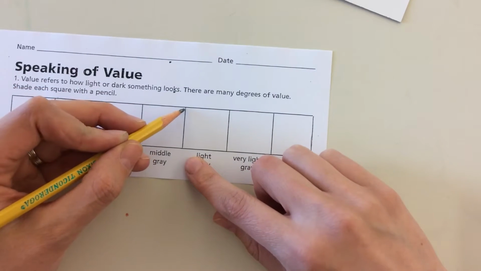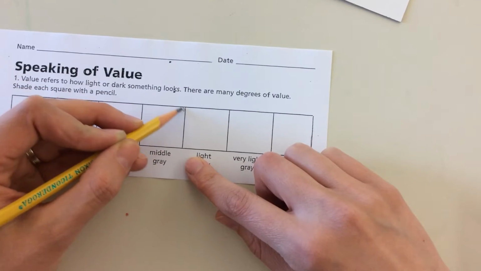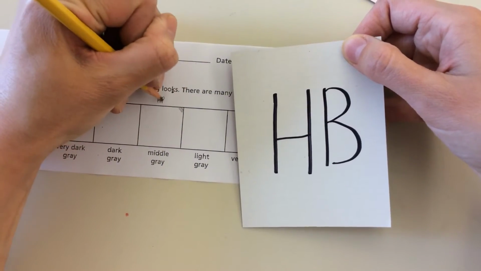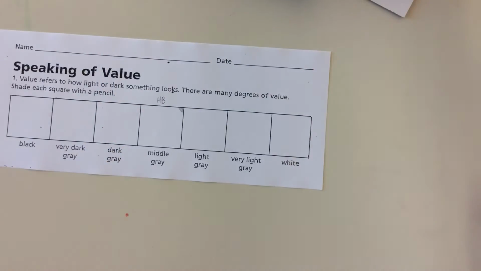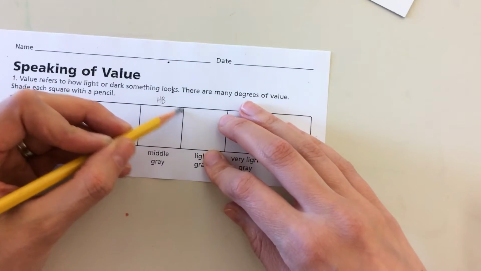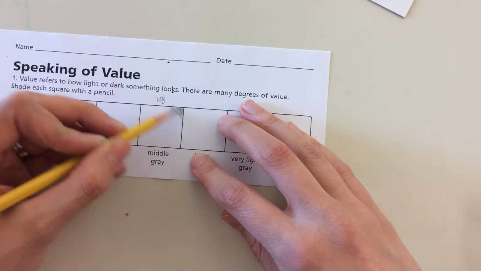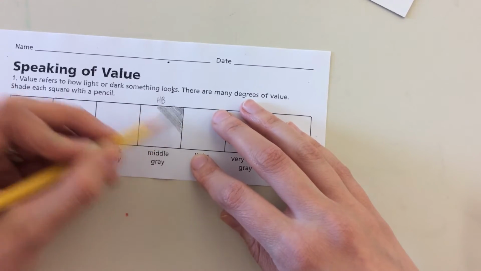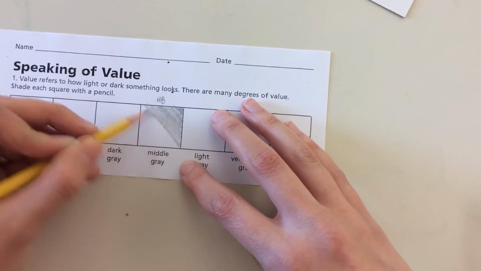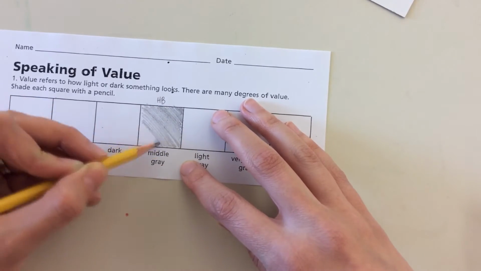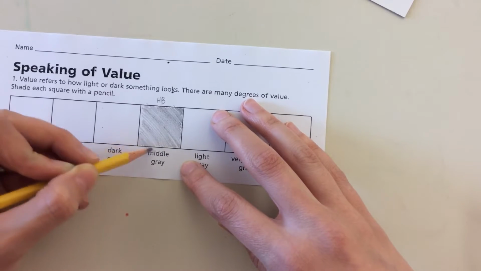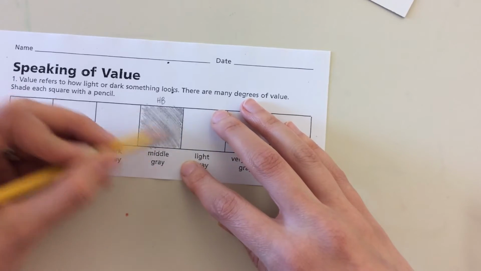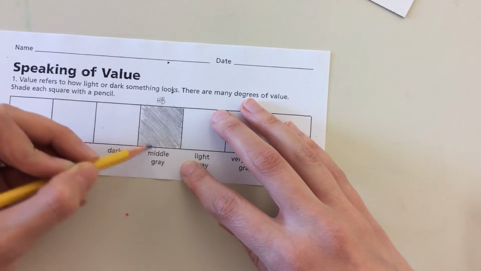So what you want to do here is fill this in with your HB, and I'm also going to recommend that you write HB on top of it, and I'll explain why later. I want you to fill this in with medium pressure, okay? So not super soft, not super hard. You're not pressing really hard. I know some of us are very heavy-handed, but try to just fill it in a medium value and try to get it as even as you can.